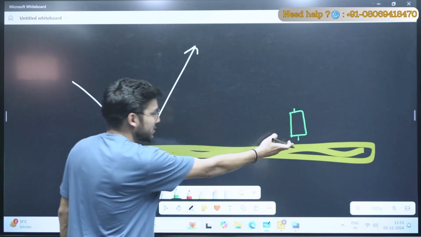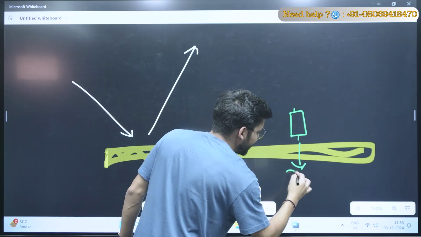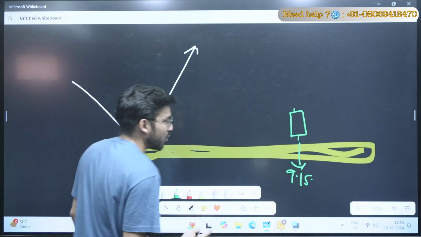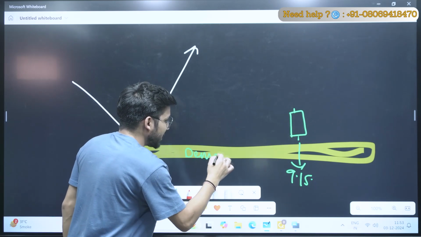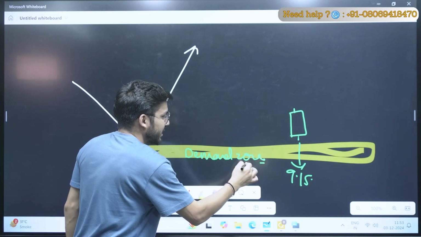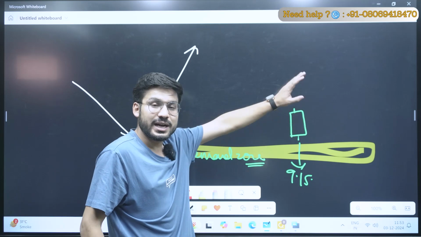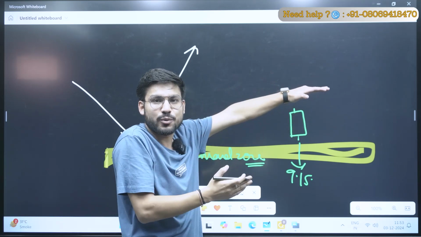This candle was formed when the market started at 9:15. So the candle formed on my demand zone. Now it is indicating that a bullish movement can start from here.